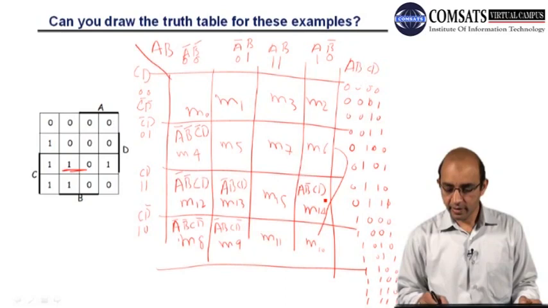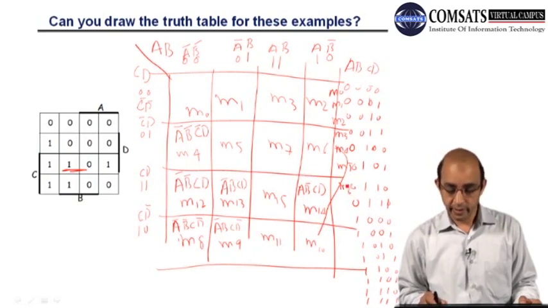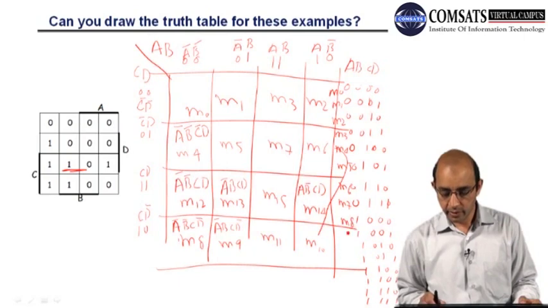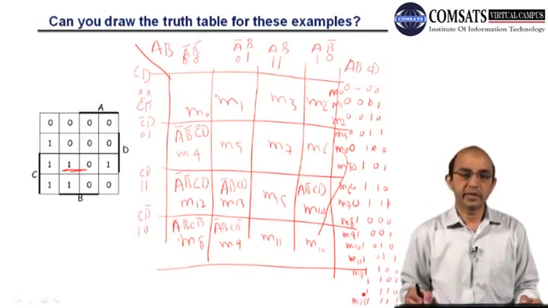So what I will be doing: m0, m1, m2, m3, m4, m5, m6, then I will move on to m8, m9, m10, m11, m12, and we will finish with m15. So I started from 0.